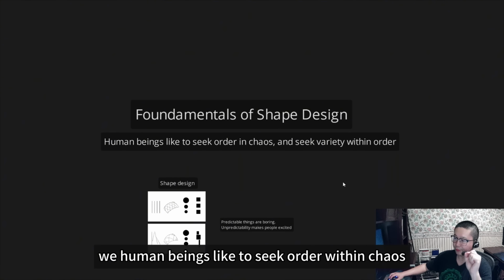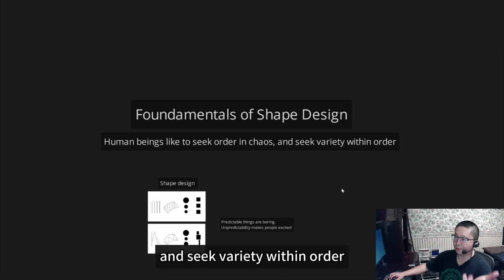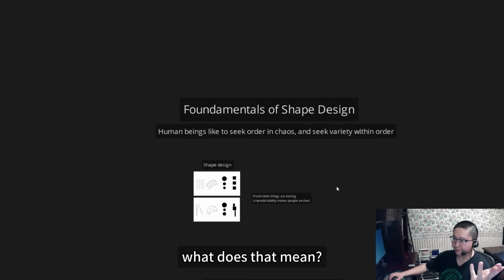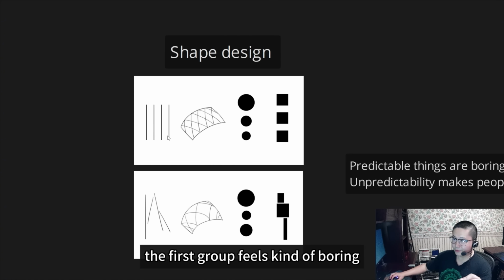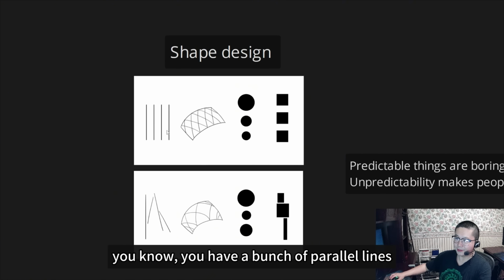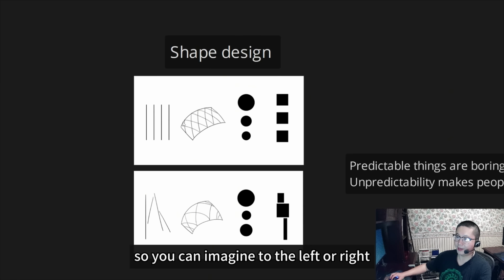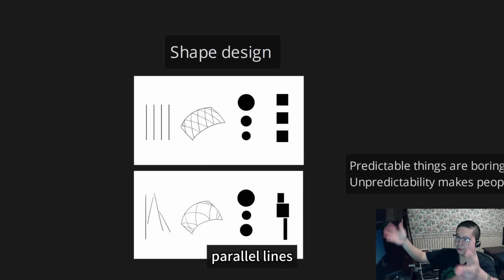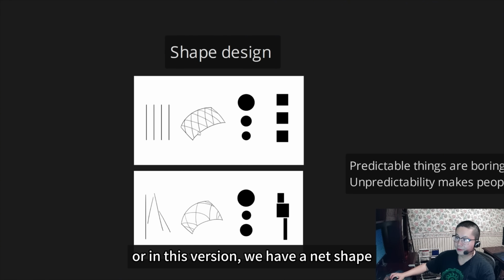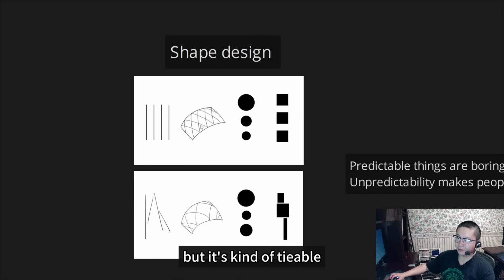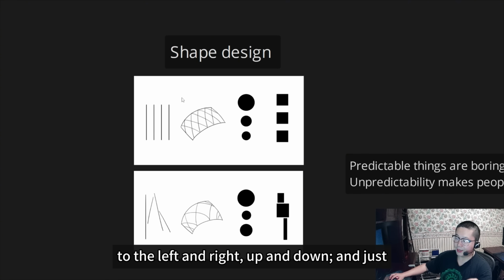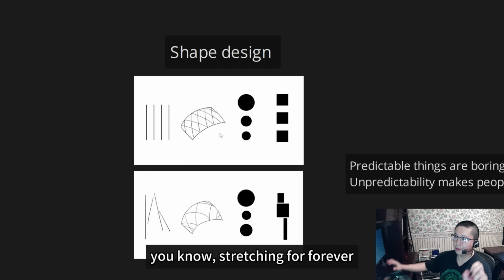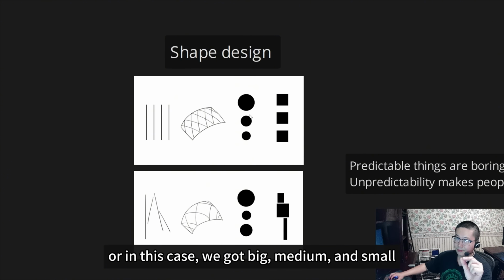We human beings like to seek order within chaos and seek variety within order. What does that mean? Well, if you look at those two groups of shapes, you'll see that the first group feels kind of boring. You have a bunch of parallel lines, so you can imagine to the left or right, you're just going to see more and more of those parallel lines. Or in this version, we have a net shape, but it's kind of tileable. So as you can imagine, it can just keep going to the left and right, up and down, stretching forever. Or in this case, we got big, medium, and small.